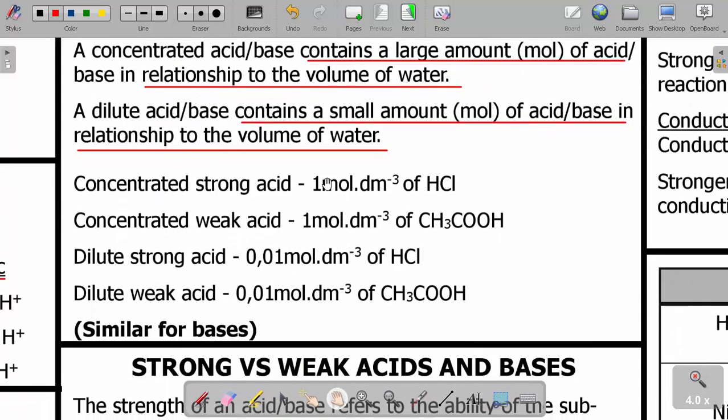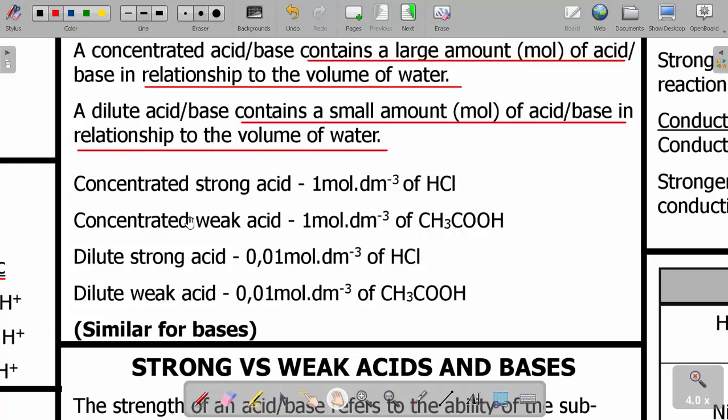Okay, now examples of that which is concentrated. For the acid, we have 1 mole per decimeter cubed of hydrochloric acid. What about a weak acid? We have 1 mole per decimeter cubed of ethanoic acid. But this weak acid is now concentrated. Although it is a weak acid, it is concentrated.